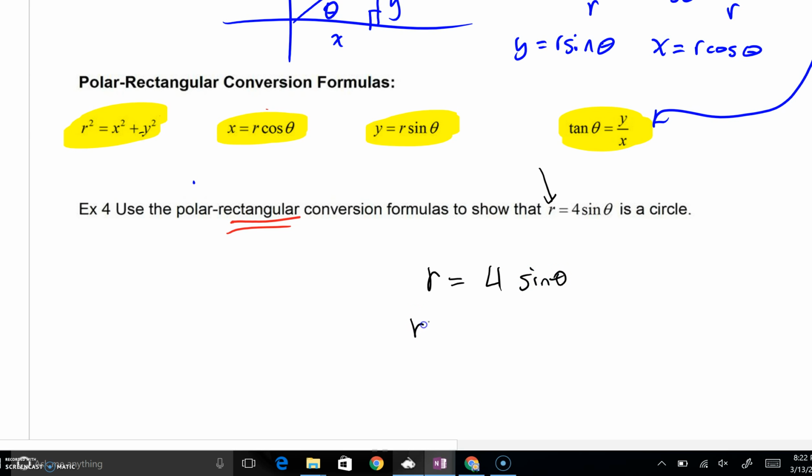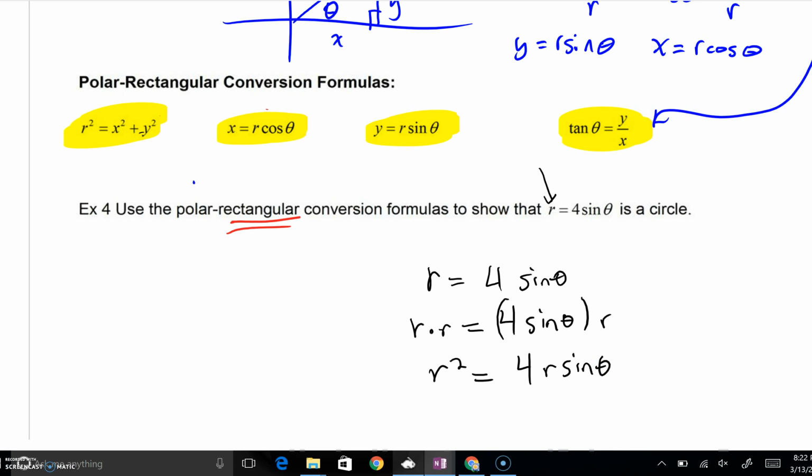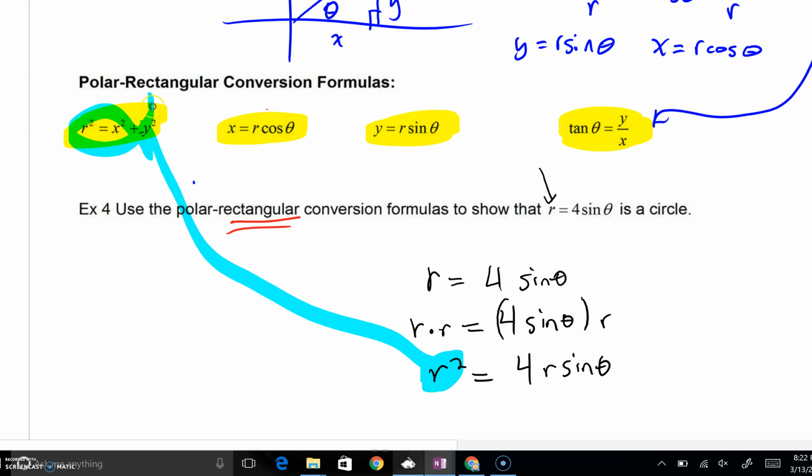I'm going to multiply both sides by r. Now, at first glance, you might think, well, you're doing the same thing, but clearly we're not. I'm not raising both sides up to the second power. I will now get r squared, and then I'll have 4r sine of theta. And you might think, well, how is that any better? It's worlds better because the left side has a link right here, as does the right side.